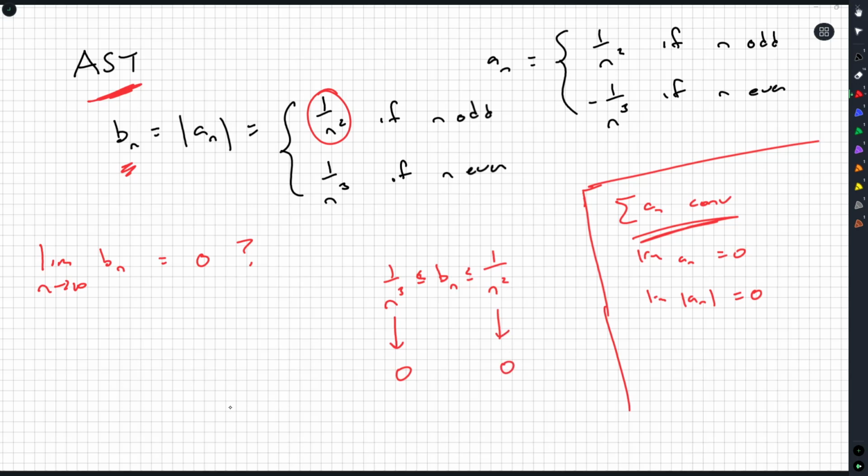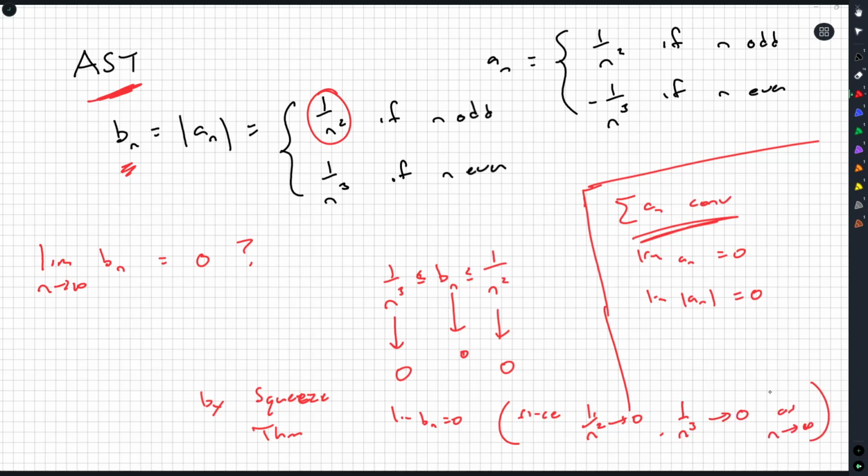And so by squeeze theorem, if you really had to write this up nice and neat, the limit of the b_n's will also have to go to 0, since the 1 over n squareds tend to 0, and the 1 over n cubeds tend to 0 as n gets bigger. Okay. So, yep, we do get a 0 here. This condition is true, so it's got to be the other condition that fails.